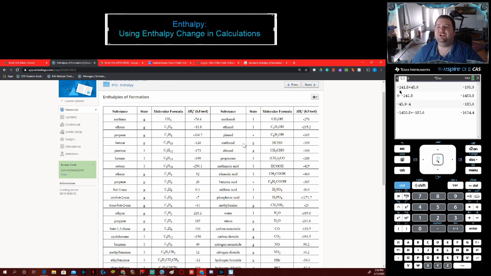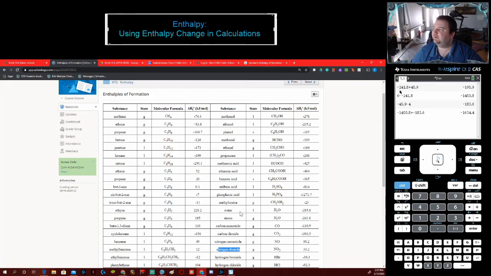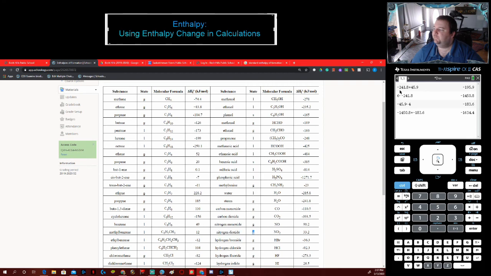But what were we just looking at? We were looking at nitrogen dioxide, NO2. So let's find it here, nitrogen dioxide. There's the substance. It's in its gaseous state. There's the molecular formula, and what's its delta H? 33.2. So remember, delta H is in kilojoules per mole.